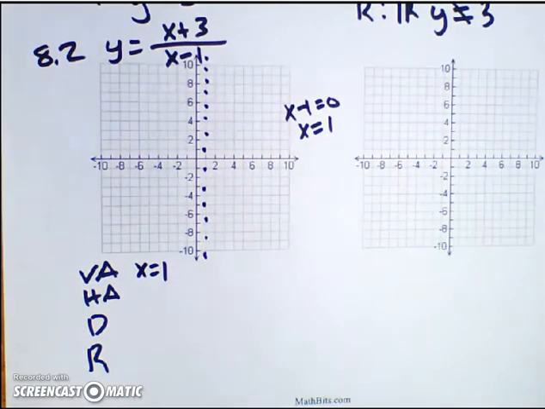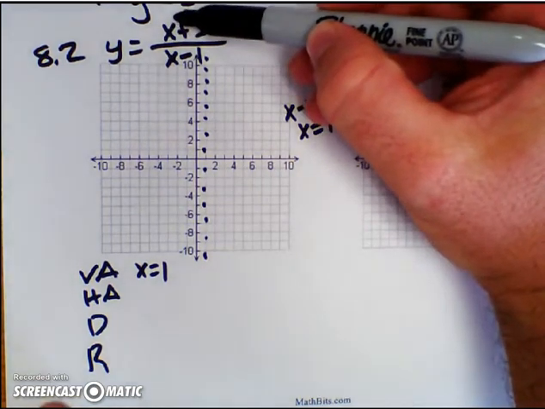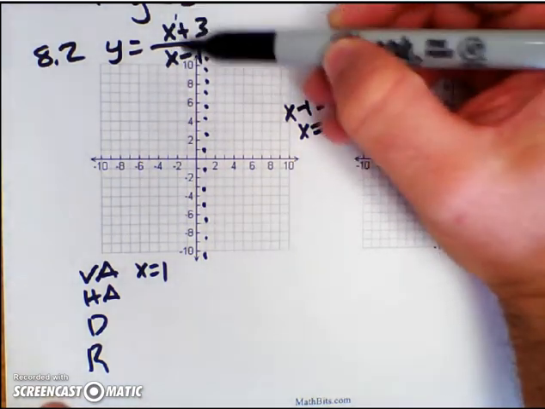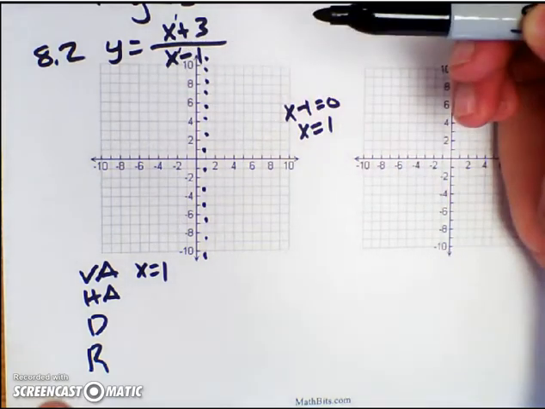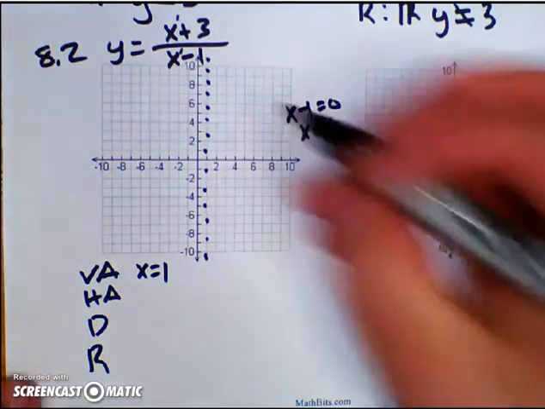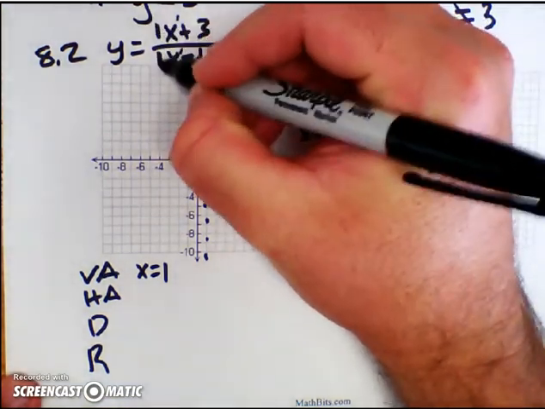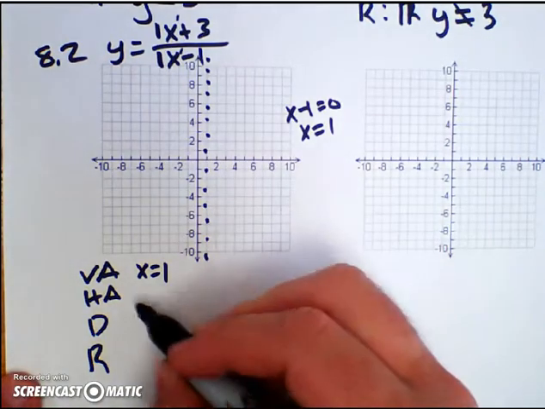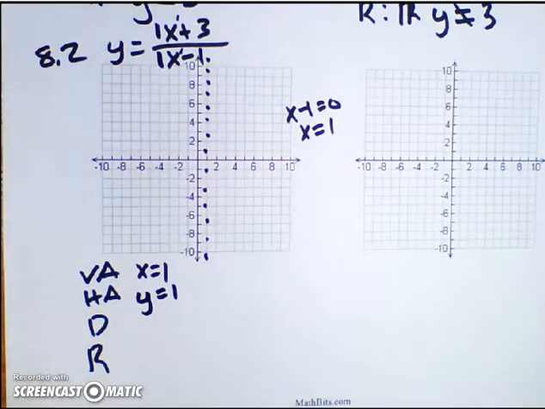Now here's the thing. With horizontal asymptotes, you have to look at the degrees of the numerator and the denominator. The degree is the highest exponent. Okay, the highest exponent on the numerator is 1, x to the first, and same thing on the bottom, x to the first. If that's the case, whether it's x squared over x squared, or x to the third over x to the third, you look at the leading coefficients, which in this case is 1 over 1.